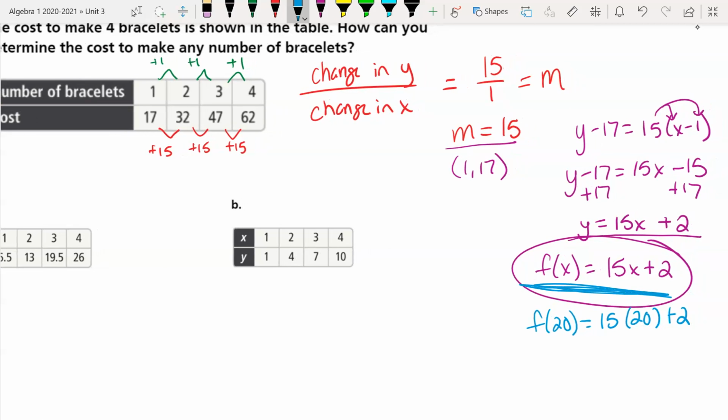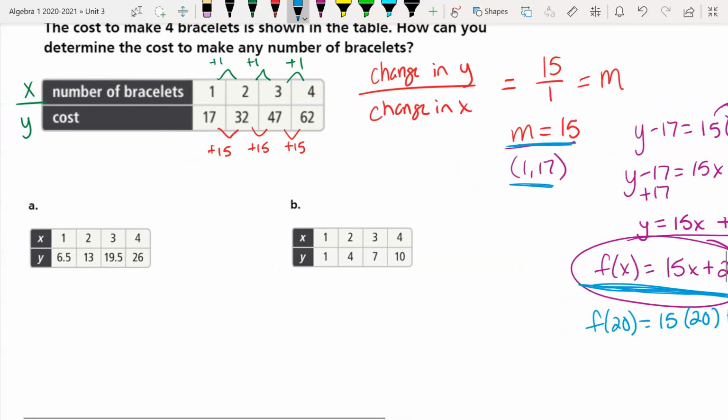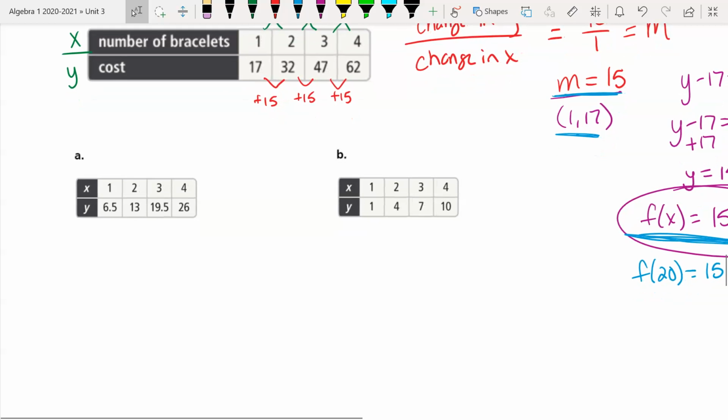So the goal here is to write an equation in function notation. Sometimes the easiest way, like I said, is to find the slope, use a point from your table, and then plug it into point slope form. So let's do one more, and then I'll have you guys try the last one.